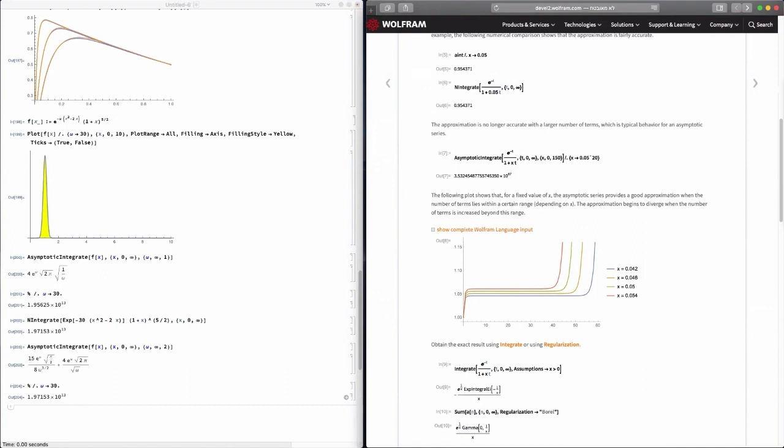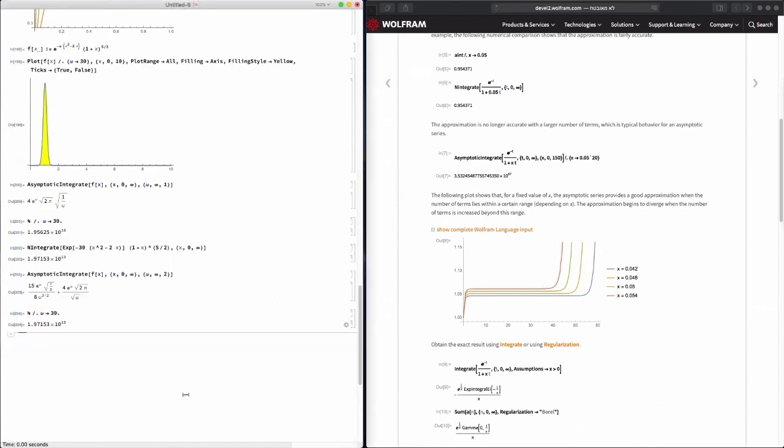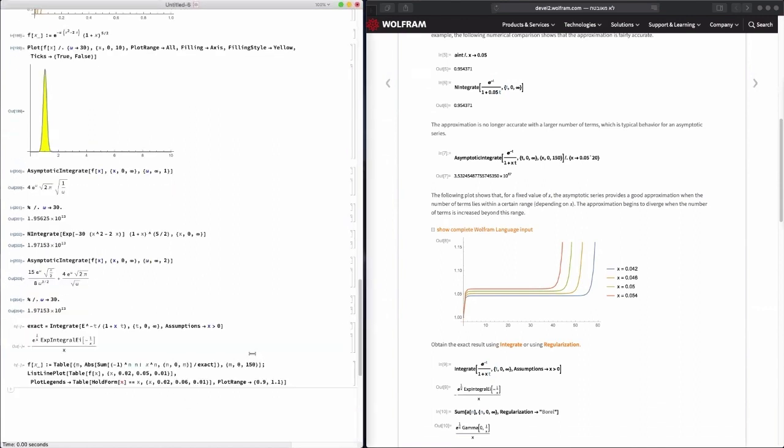If you don't have an exact answer, this is sort of the only visualization possible. You look at the terms and you say, okay, is this converging well or not? In this case, since we have an exact answer, there's a different visualization possible, which is how does the exact answer compare with the approximate answer?